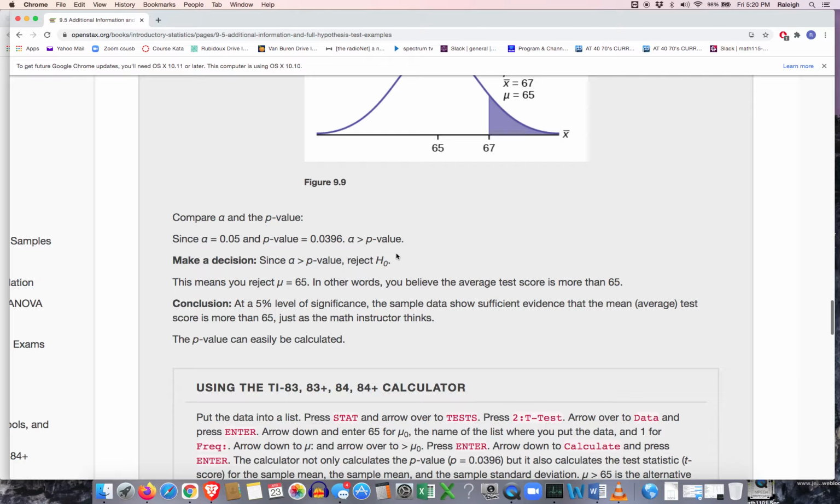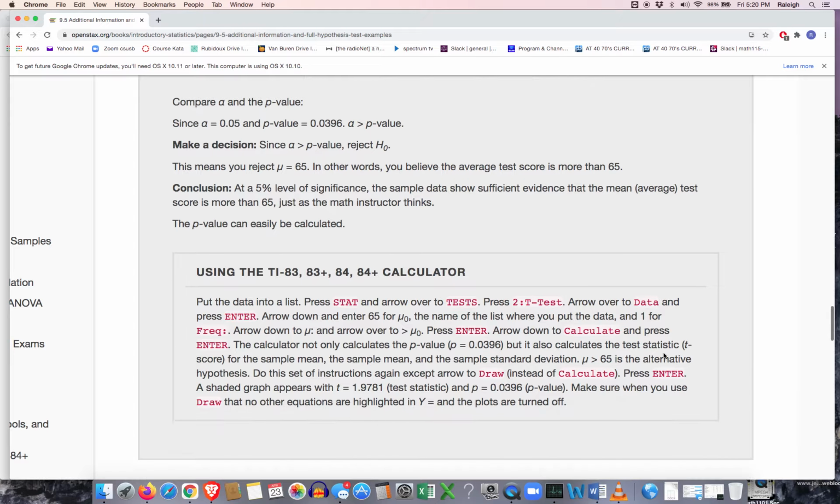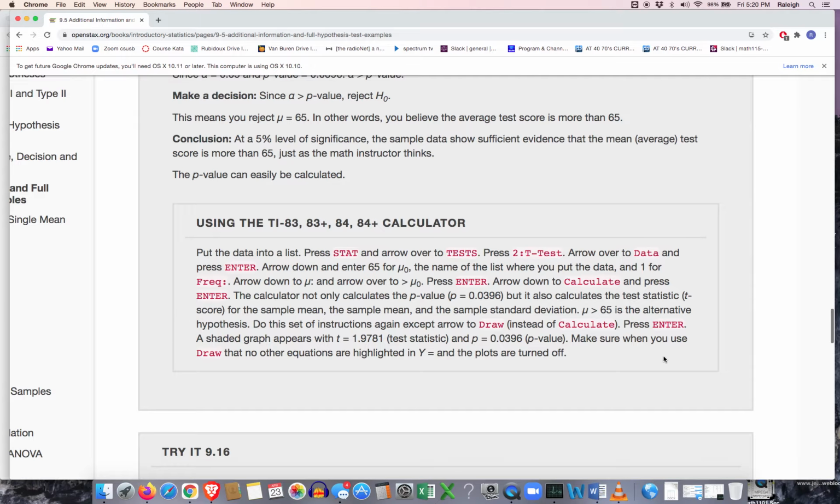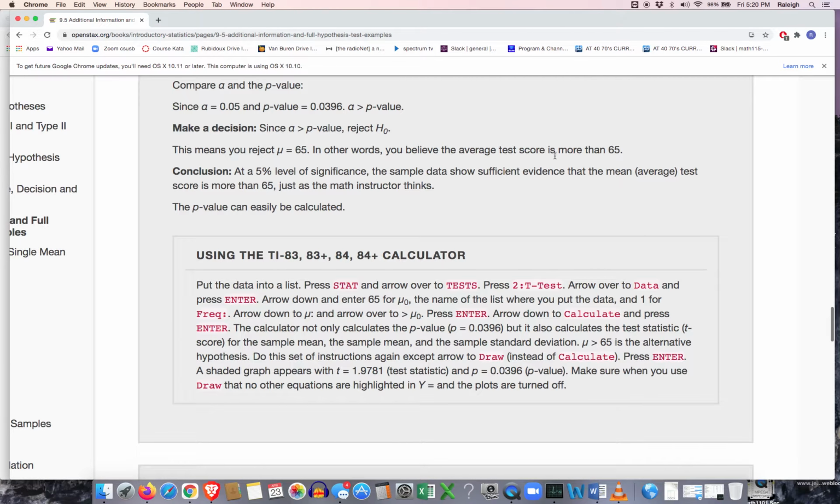So I have to be careful with my wording here because of all the legalistic dialogue going on and the exactness of how it's said. But we are leaning strongly towards the average test score being more than 65. Of course, I only got 10 on the sample. The power of the test isn't very strong. So the conclusion, at a 5% level of significance, the typical one, the data shows sufficient evidence that the mean test score is more than 65, just as the instructor thought. So the instructor apparently knows everything.